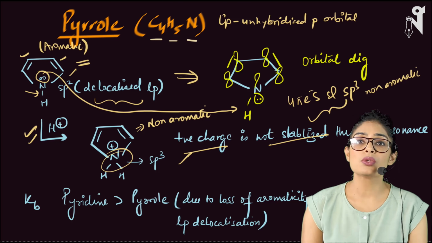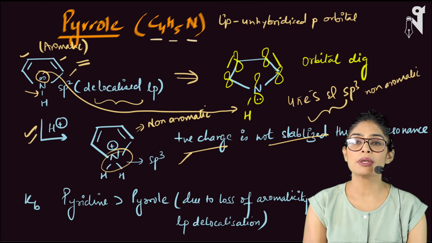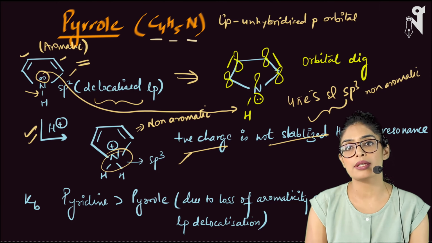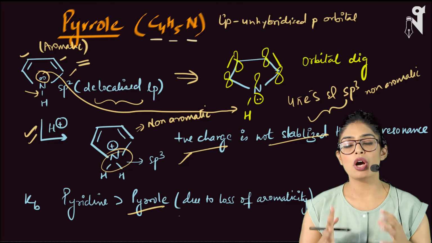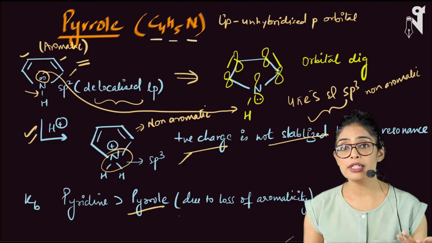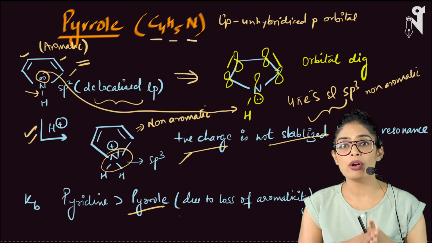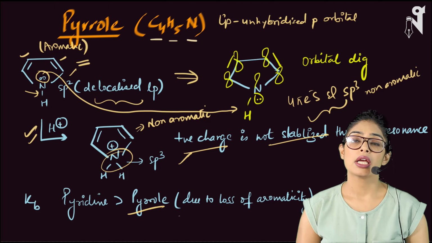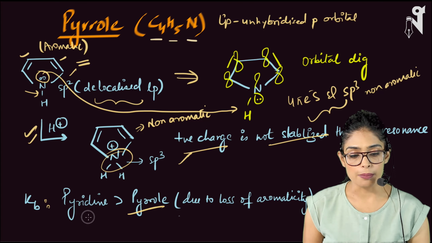So now if somebody asks us to compare pyridine and pyrrole, which one seems to be a better base? Definitely pyridine, because pyridine is maintaining its aromaticity even after acting as a base, whereas pyrrole is losing its aromaticity and becoming a non-aromatic compound. So pyridine is a stronger base as compared to pyrrole. The plus charge the nitrogen is gaining is resonance stabilized, whereas in pyrrole it is becoming non-aromatic from aromatic, and the plus charge the nitrogen is gaining is not stabilized through resonance. So this is the reason why pyridine is a better base than pyrrole.